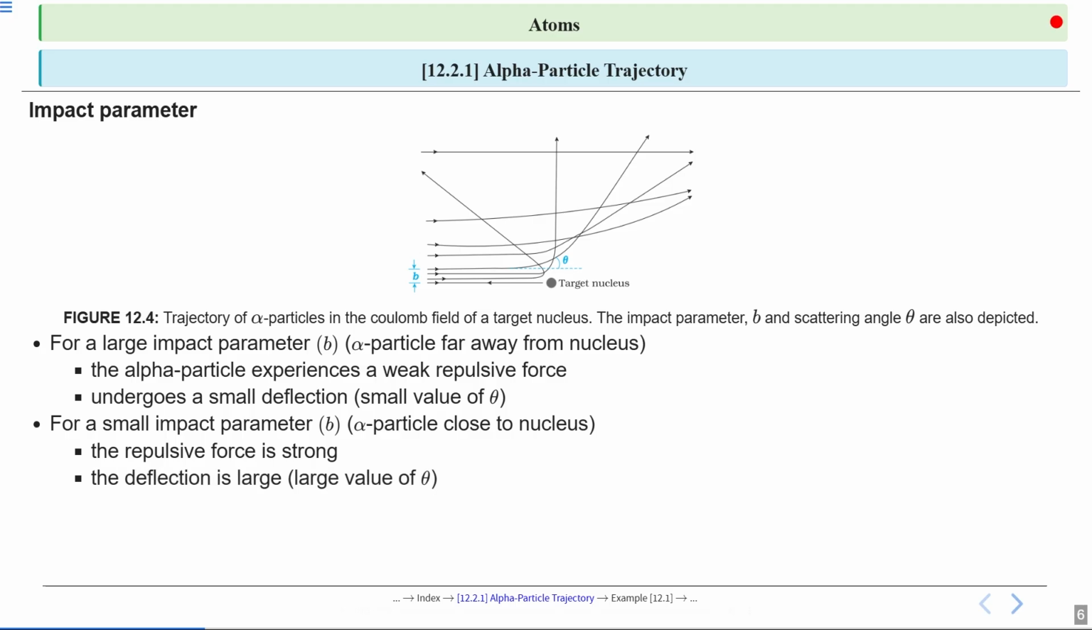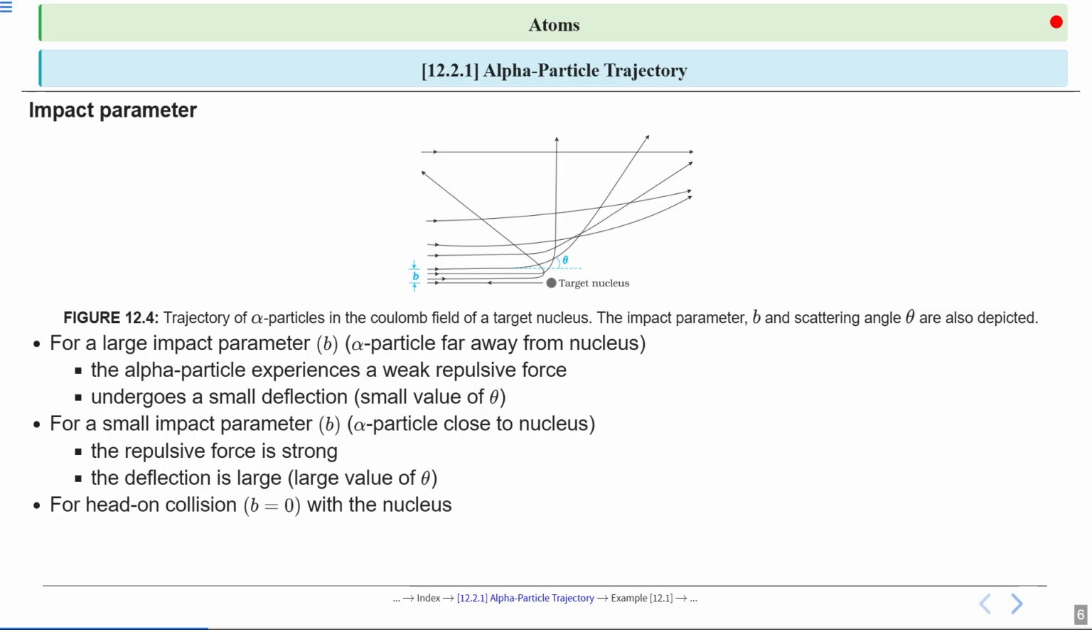Okay, so because of this strong force, the alpha particle is deflected because the alpha particle and nucleus are now close. The alpha particle is passing close to the target nucleus, so the strong force is experienced. Due to this strong force, the alpha particle is deflected by a much larger angle. In other words, theta is large when b is small. b means impact parameter. And the particle's path changes direction significantly.